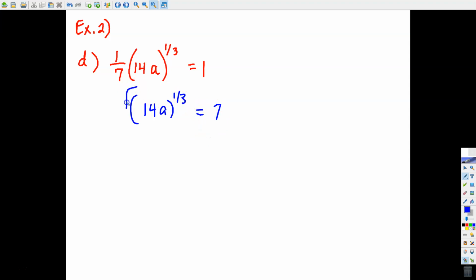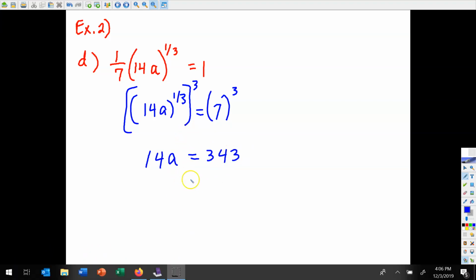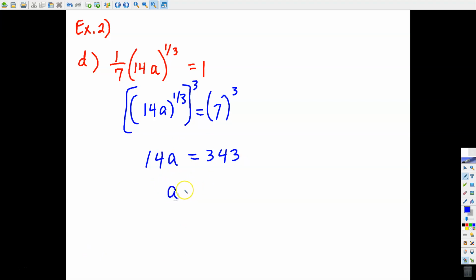And now I'm going to raise both sides to the 3rd power. So that gives me 14a is equal to 343. And dividing by 14 gives me a is 24.5. Okay, so let's check that out.